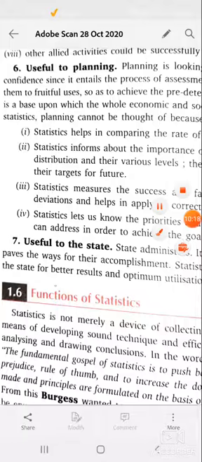So these are the importance of statistics in our life today. In the next class we are going to discuss the functions of statistics.